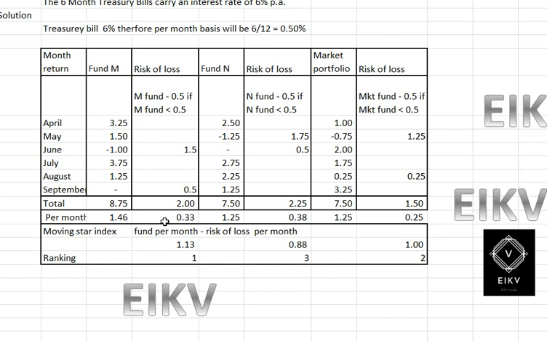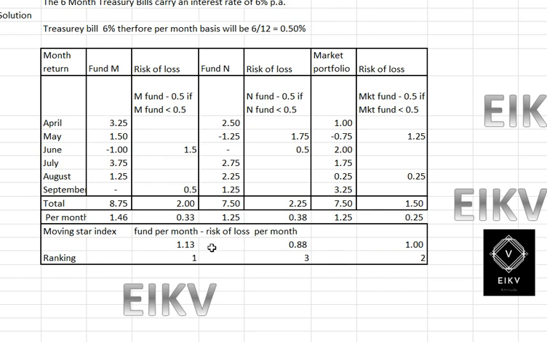For the Morningstar index it would be 1.46 minus 0.33, which will give you 1.11, and for fund N it would be 1.25 minus 0.33, which gives you 0.83, and when compared to the market it would be 1.25 minus 0.25, which gives you 1.